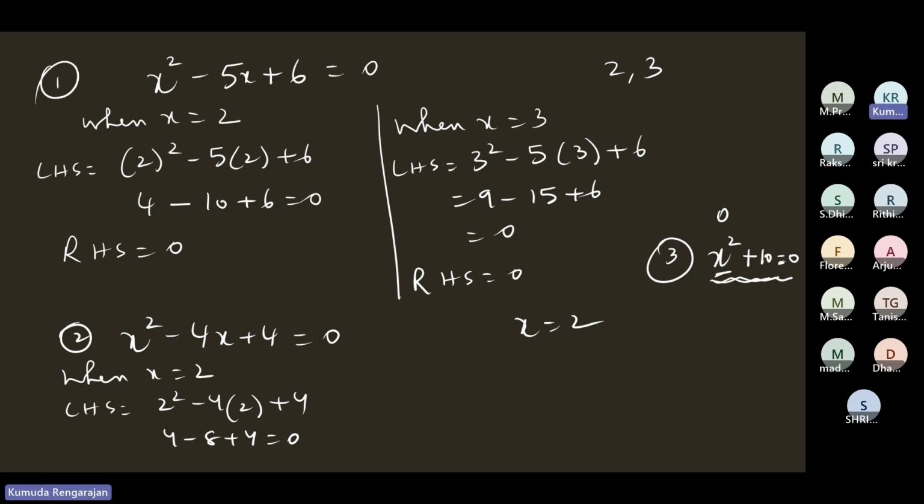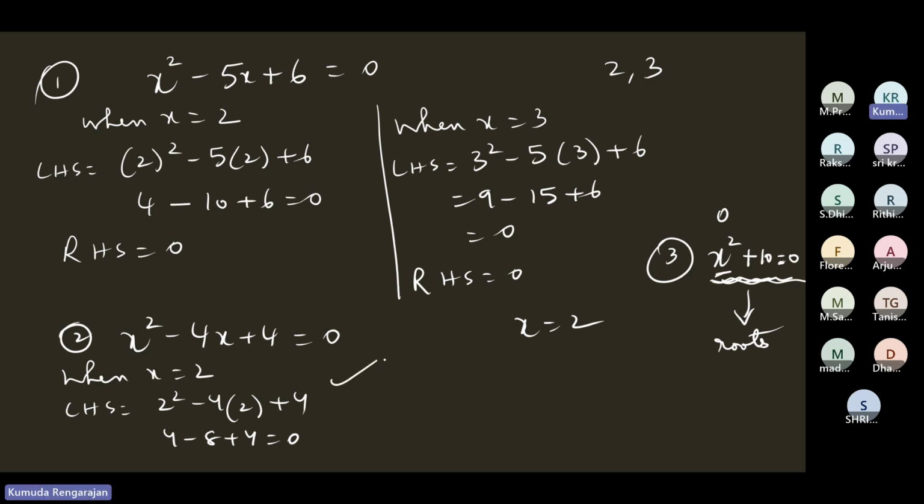So this is an example of a quadratic equation where there is no value for x that can satisfy it. So in this case, there is no value for x that can satisfy the quadratic equation. So that means the quadratic equation has no roots. No roots.